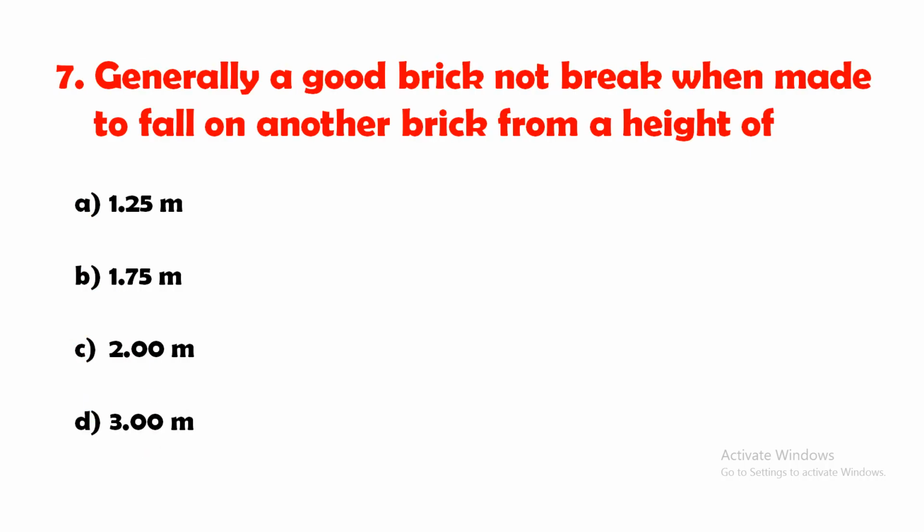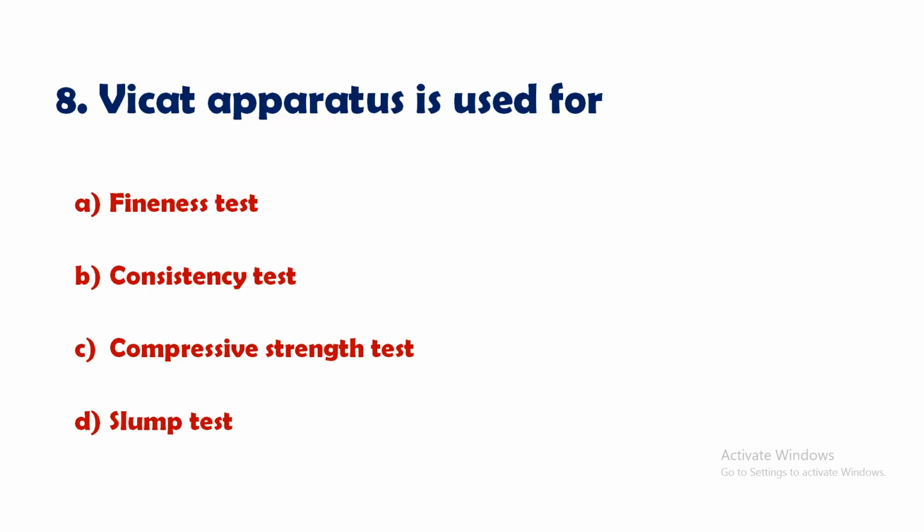Generally, a good brick not break when made to fall on another brick from a height of 1.25 meter, 1.75 meter, 2 meter and 3 meter. The answer is: a good brick not break when made to fall on another brick from a height of 1.25 meter. The wicket apparatus is used for fineness test, consistency test, compressive strength test, slump test. The answer is: wicket apparatus is used for the consistency test.